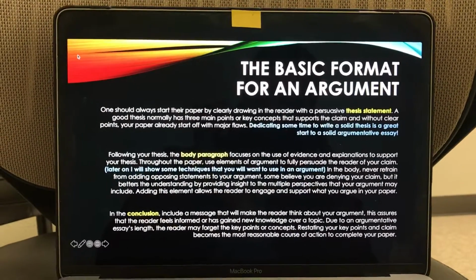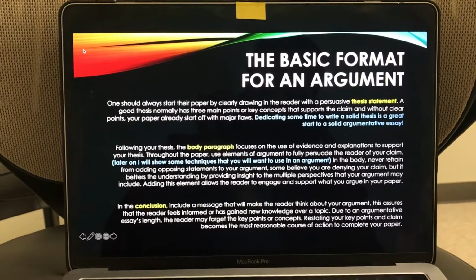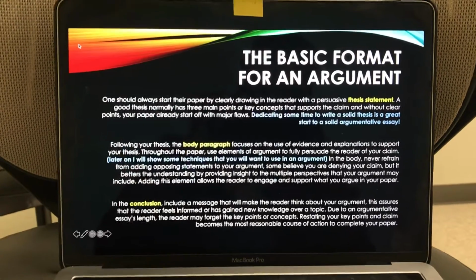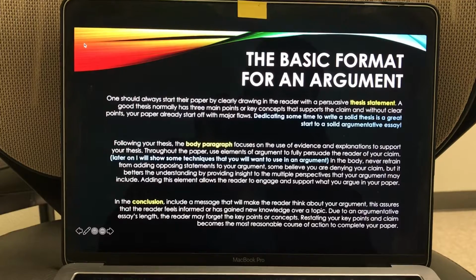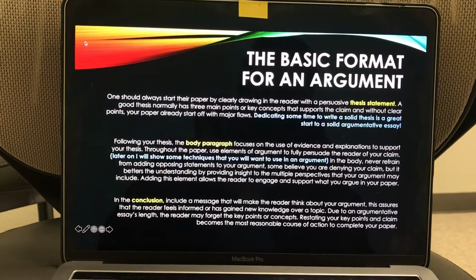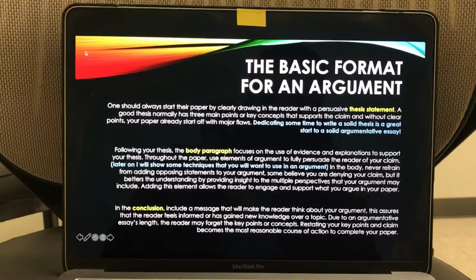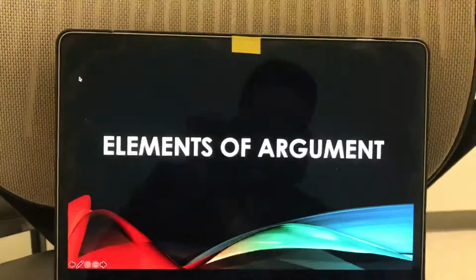In the conclusion, include a message that will make the reader think about the argument. This assures that the reader feels informed and has gained new knowledge over a topic. Due to an argumentative essay's length, the reader may forget some of your key points or concepts after finishing the paper. Restating your key points and claim becomes the most reasonable course of action to complete your paper.